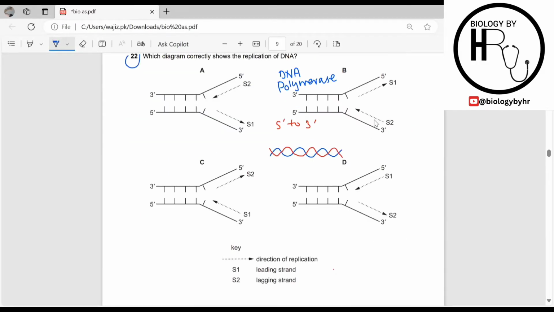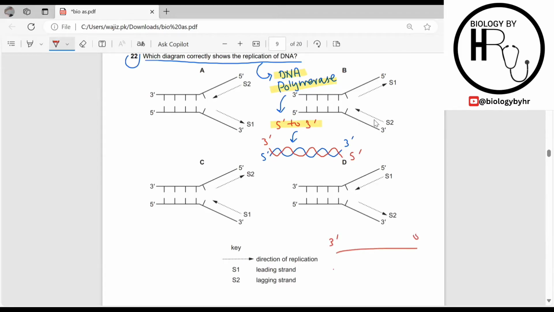Number 22 over here says, which diagram correctly shows the replication of a DNA? If I talk about the replication of the DNA, we know that the essential or vital enzyme needed for the replication is the DNA polymerase. And this is the enzyme which makes the new DNA strand in the direction of 5 prime to 3 prime. If I explain this further, we know that the DNA structure is a double helix. Let's assume that this blue strand is from 5 prime to 3 prime, and the red strand over here is from 3 prime to 5 prime.